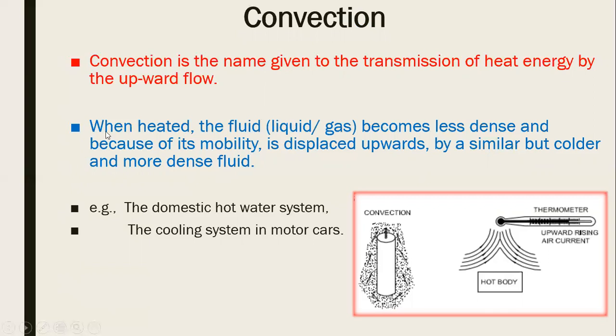When a liquid or gas is heated, the molecules become less dense and, because of their mobility, move upwards. When it is colder, it becomes more dense and moves downwards. For the convection principle, there are two examples: the domestic hot water system, and the cooling system in a motor car. When the water is heated, it moves upwards; when the water is cold, it moves downwards.